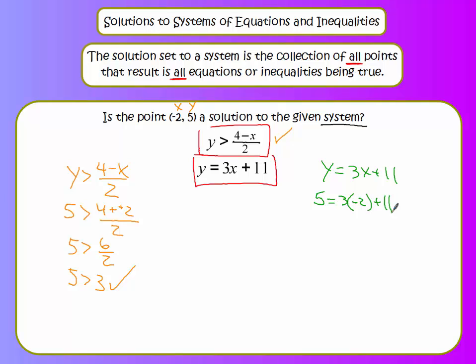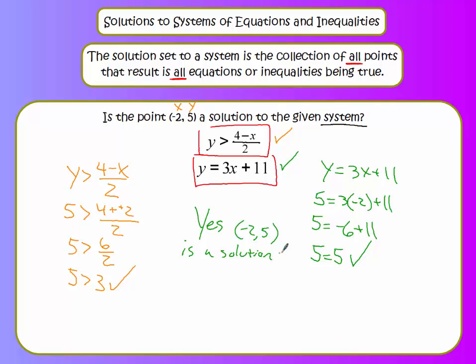So let's see. 5 equals 3 times -2 is -6 plus 11. And -6 plus 11 is 5. So 5 equals 5. And that is true. So this is true also at that point. And therefore, -2, 5 is a solution to this system because it worked in both. If it happened to only work in one of them, then it would not have been a solution to the system. So the answer here is yes. -2, 5 is a solution to the system.